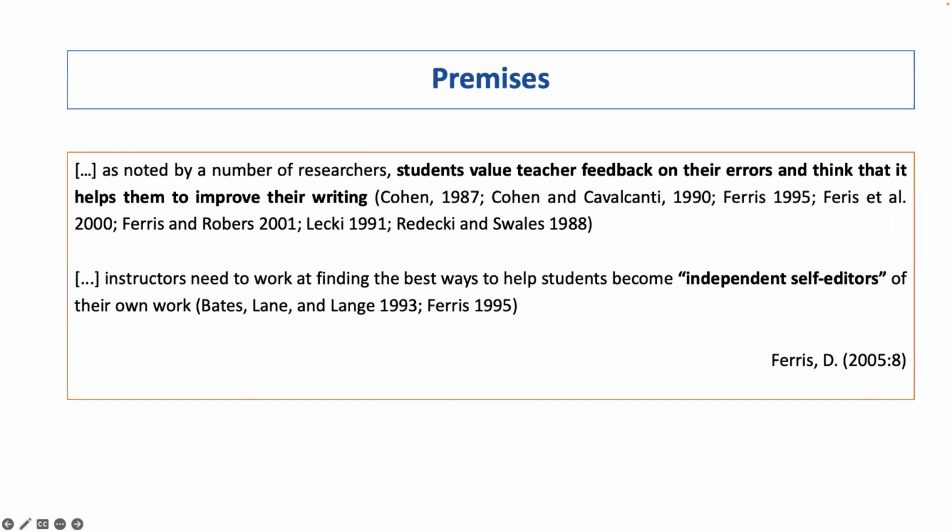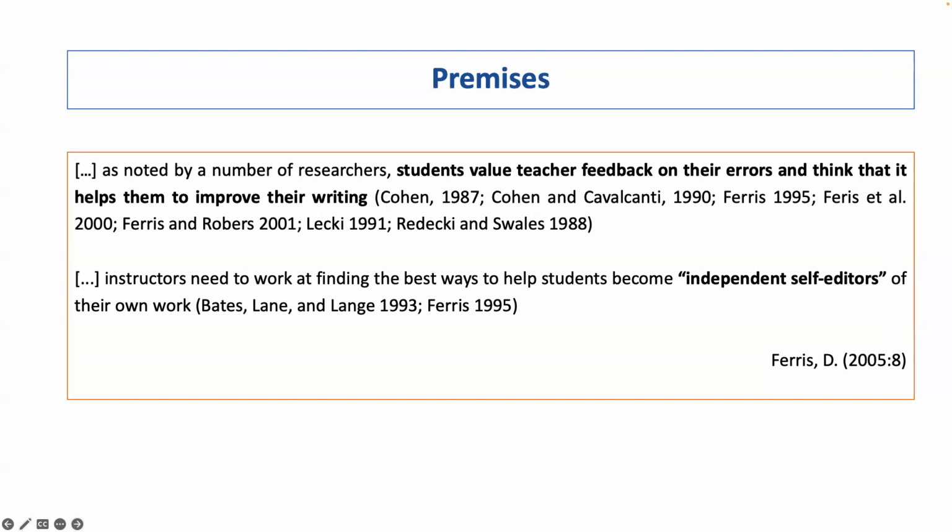It is our perspective that one of the ways to mitigate negative transfer from the first language to the second language is to increase learners' awareness of the differences between L1 and L2, which can be achieved through different explicit or implicit teaching methodologies. One of the premises is that students value teacher feedback on their errors and think that it helps them to improve their writing. This is according to Ferris, who is a researcher who has studied these issues for a long time.